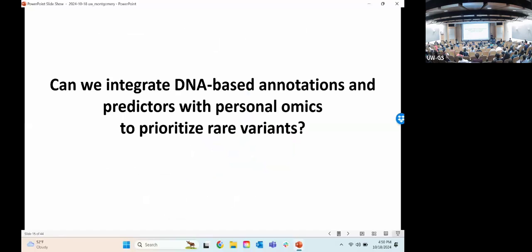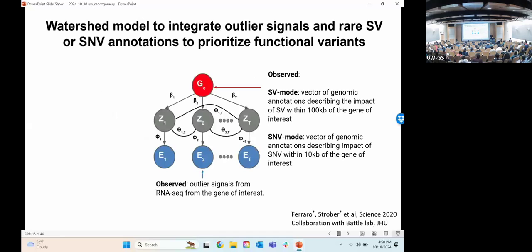Okay, so getting to the main thesis of the talk, we've been thinking about how we can actually combine information we're getting from DNA-based annotations and predictor models, like the ones Angela was talking about, with personal omics to prioritize rare variants. And so here, there's not a lot of models that combine all the data that you'll get from an individual. You might have sequence predictor models, which will work from the DNA alone, but typically those don't actually take into account anything else that you could collect from that individual.